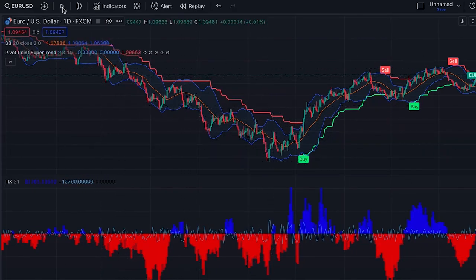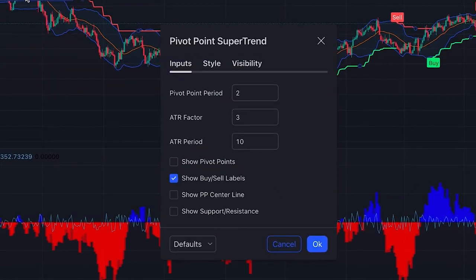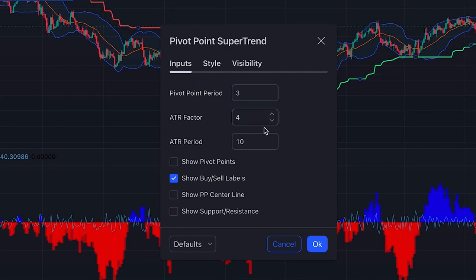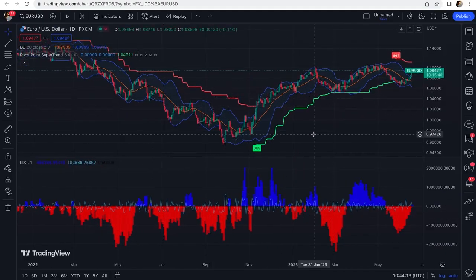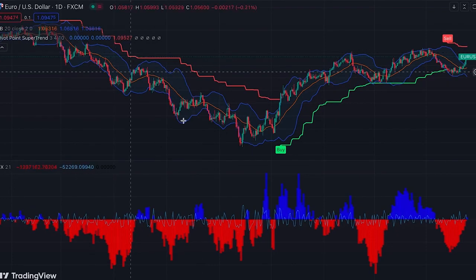Since we are on the 1 day time frame, we need to increase the length a little bit so the super trend line doesn't change color on the pullbacks. Here for pivot point period we set it at 3, and for ATR factor we set it at 4. Alright, now as you can see, it's showing us the overall trend of the market. When it's red, the market is in a downtrend, and when it's green, the market is in an uptrend.